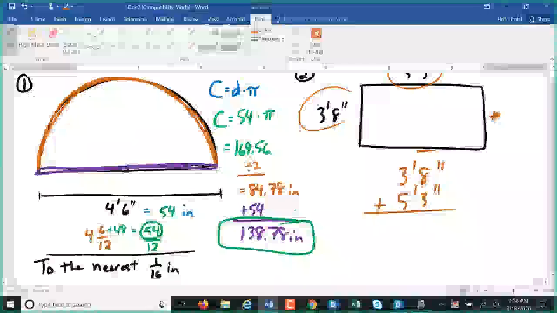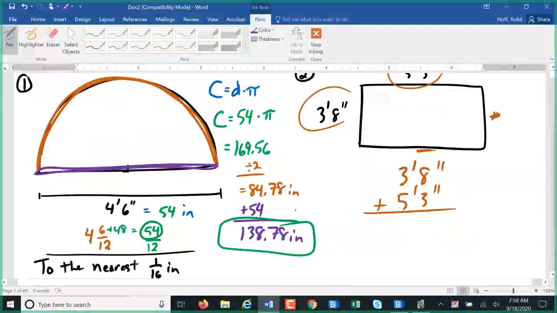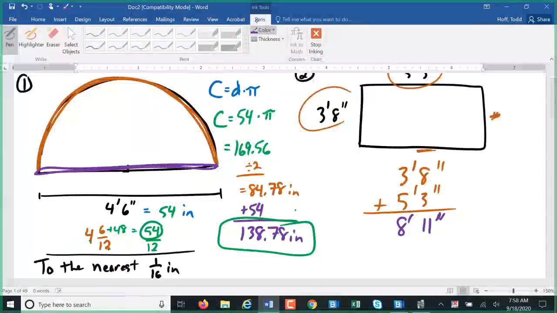So 3'8" plus 5'3". 8 plus 3 is 11 inches, less than 12, so I don't have to carry. 3 plus 5 is 8 feet. So I now have 8 foot 11 inches.